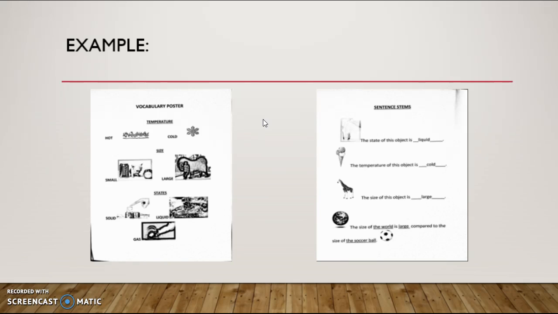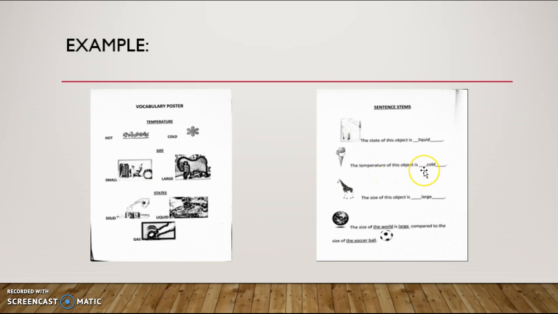For this example, I decided to make a very simple example, just using a couple of sentence stems. The state of this object is blank. So here we have a cup with orange juice, and the sentence stem would just be this first part, and the student could look at this vocabulary poster and see the word state, the state of this object, and try and figure out which of these three would closer identify with the juice. So here it would be the liquid.